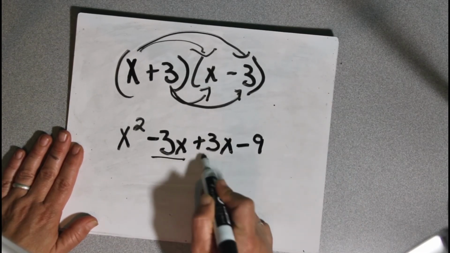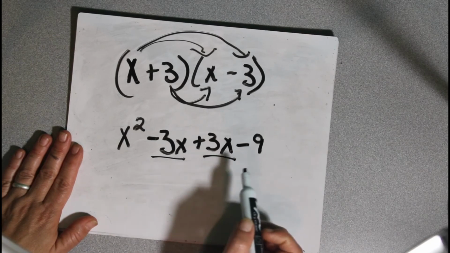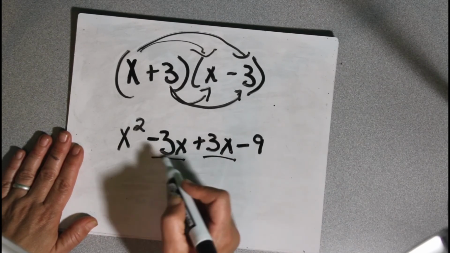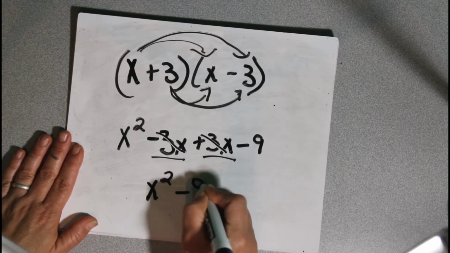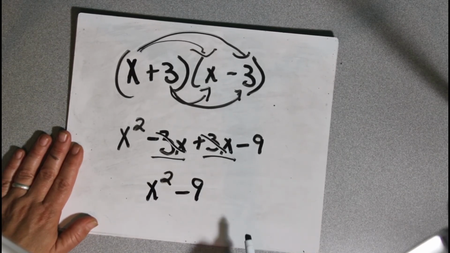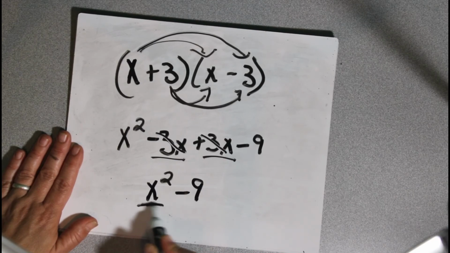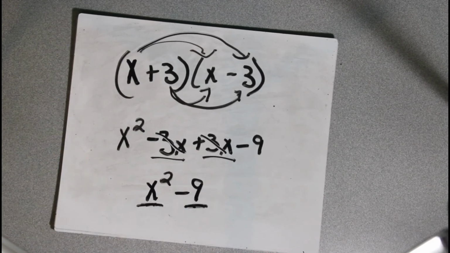Then we can see that these two are opposites of each other. They basically cancel each other. Minus 3x plus 3x would be 0. And we get x squared minus 9. Now we know that this is the difference of two squares problem because that's a square number and that's a square number.